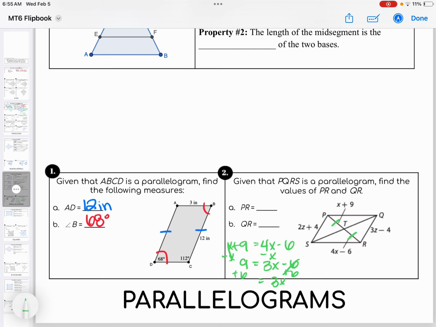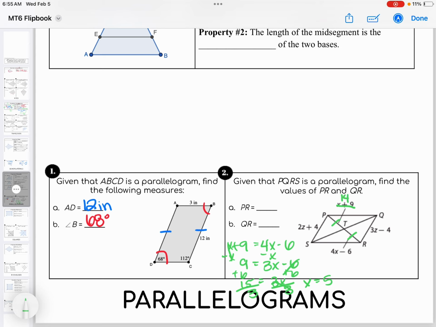3X equals 15. Divide both sides by 3. So my X equals 5. Well, that helps me figure out what PR is, because if I know that X is 5, then PT now becomes whatever 9 plus 5 is. So that's going to be 14.